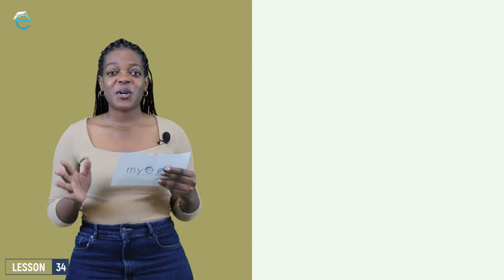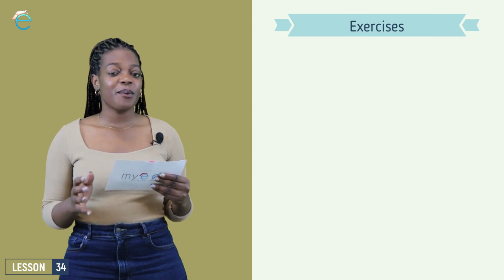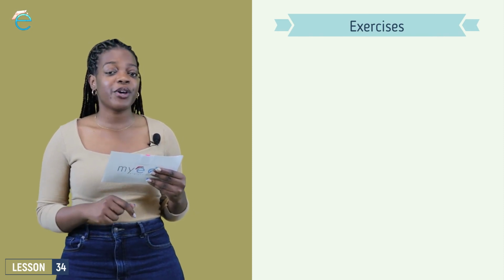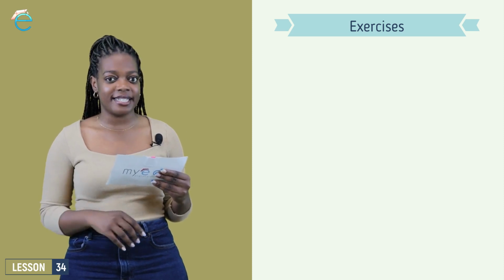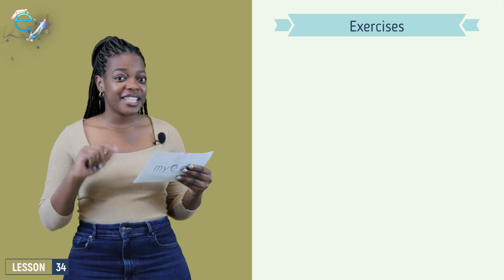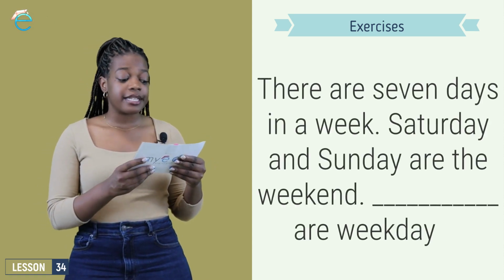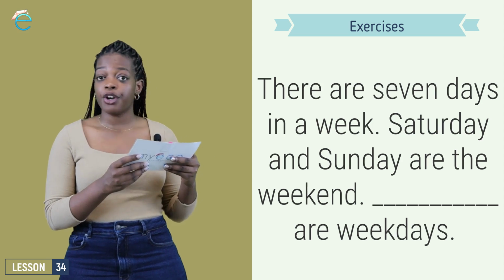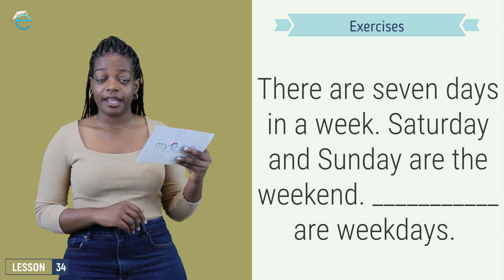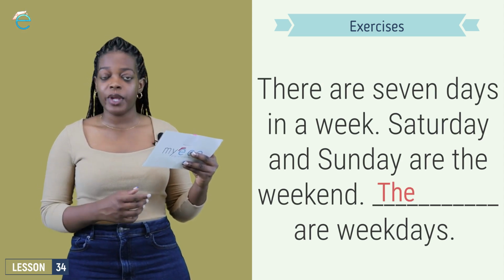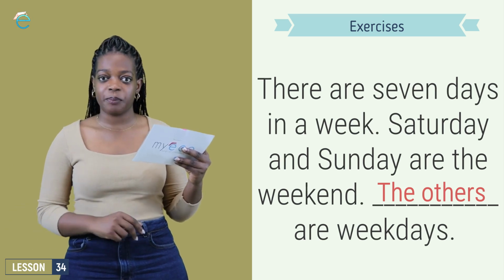Now, let's make sure we all understand by doing an activity together. Here we have some sentences and we're going to choose the correct other variation to complete the sentences. Number 1 says, there are 7 days in a week. Saturday and Sunday are the weekend. Blank are weekdays. The others are weekdays, the remaining days outside of Saturday and Sunday.